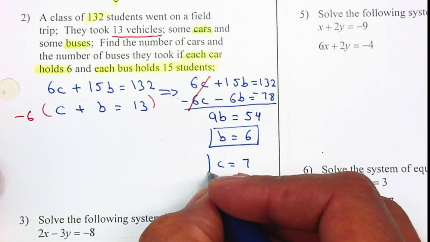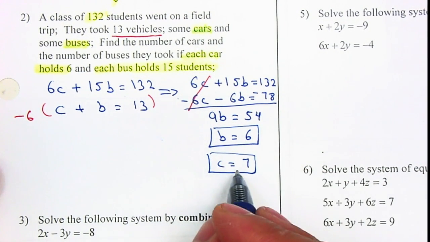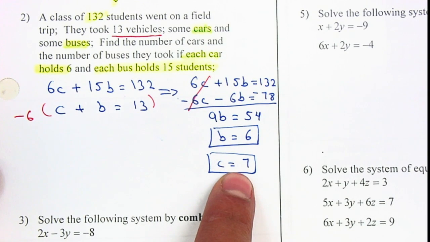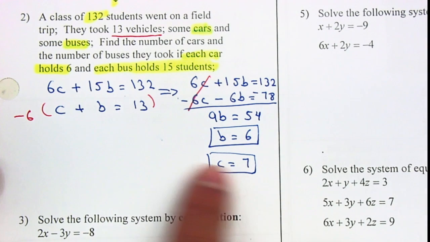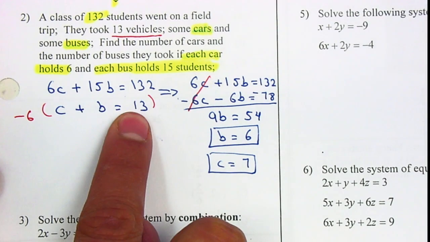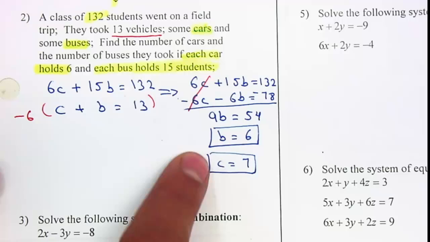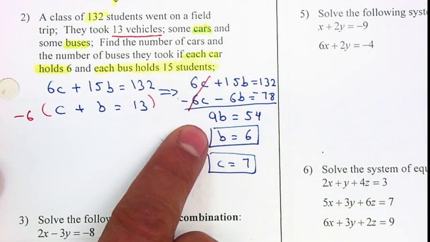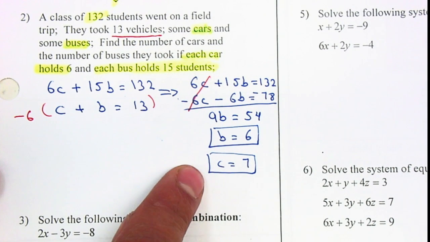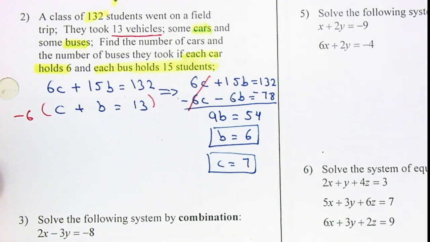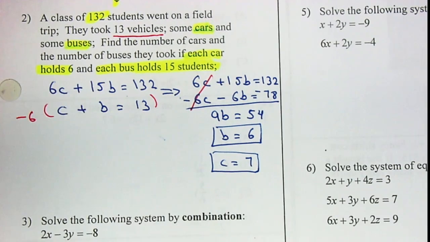Otherwise, if you're not sure how to get the letter C for the number of cars, you can just plug it into the second equation, and that'll give you 7 cars. But remember, just try to understand the problem, and if you know that you have 6 buses, there has to be a total of 7 cars. Let's continue with problem number 3.